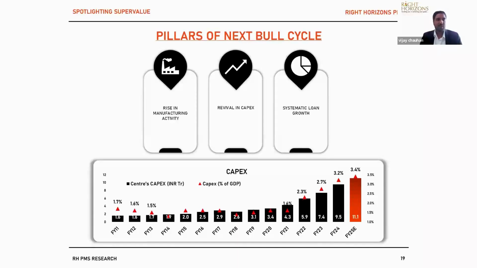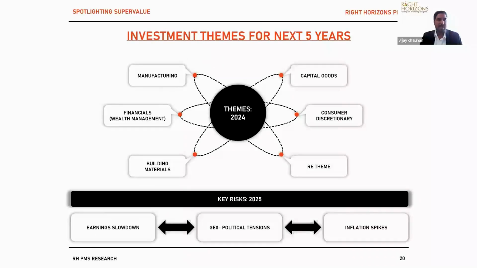And now we will move on to the themes which can bank on these pillars and create huge wealth for the Indian domestic stock market. So we have identified six themes. The first theme is consumer discretionary, which we will discuss.